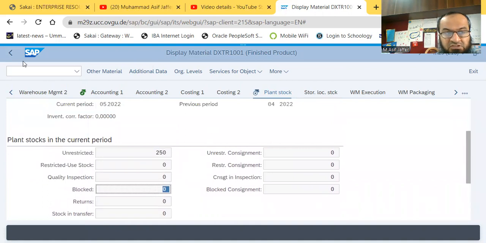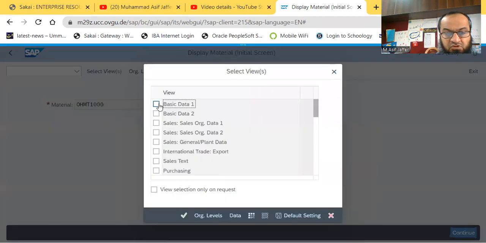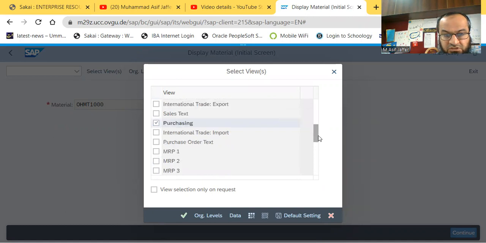So now let's go back and call some material which we actually purchase. OHMT 1000 is a material. This is a helmet which we purchase. We don't manufacture it, so let's call just the basic data one view and the purchasing view. We can see the purchasing view over here because this is something that we purchase. We do not manufacture it.